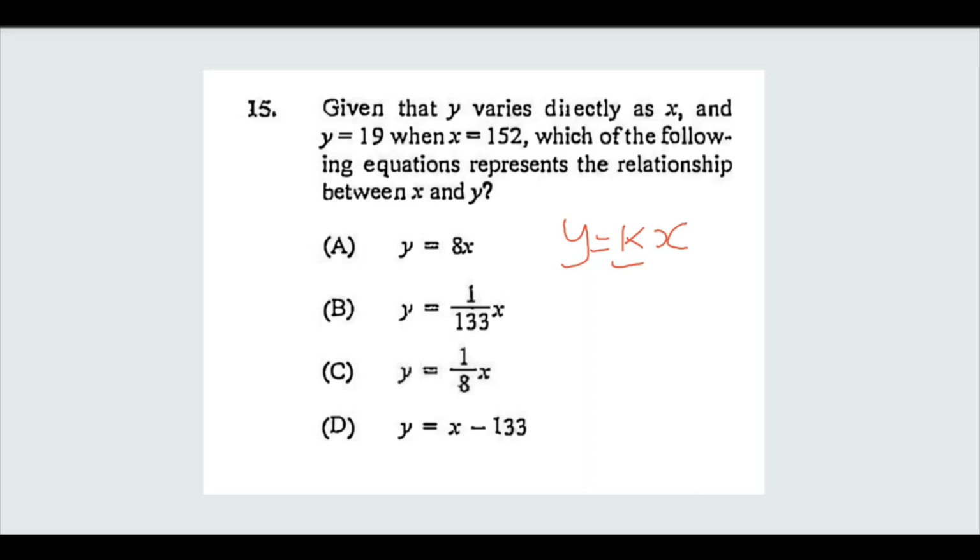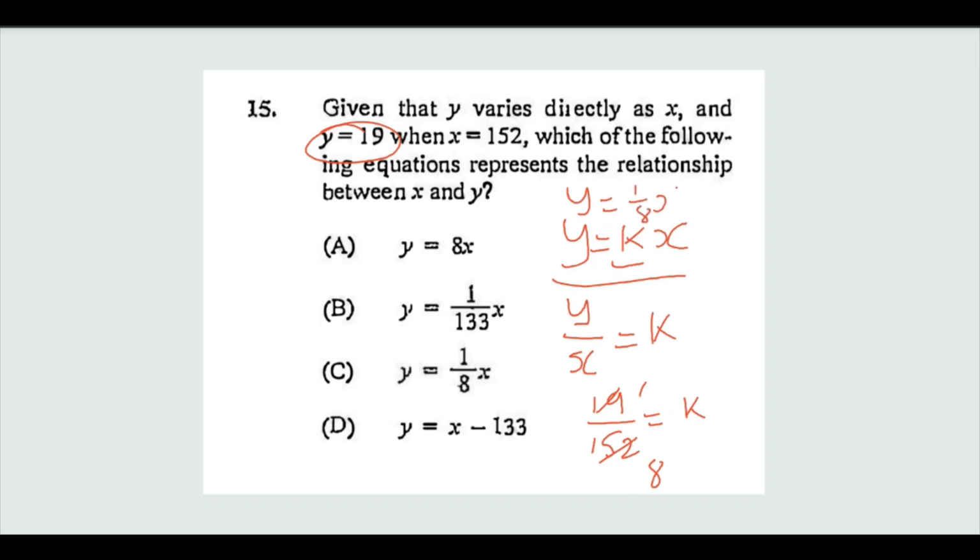This will be k equal to y over x. And we know y is 19, so it's 19 over x, which is 152, is equal to k. Right? So when you break this down, you will get 19 ones 19, 19 eighths, right? So k is equal to 1 over 8. So you plug in k there. So the relationship will be y is equal to 1 over 8 x, which is C. Alright?